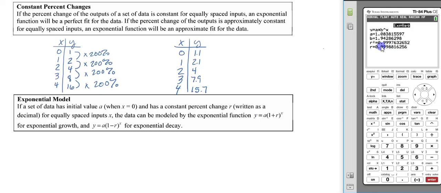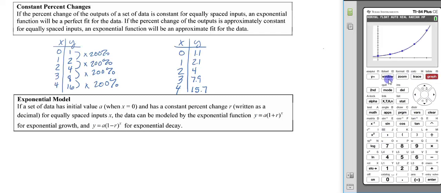Again, the correlation coefficient and the coefficient of determination is very, very close to 1, so it is a very close fit, but it's still approximate. If it's anything other than 1, it's an approximate fit. And we can see the graph on that. It just kind of misses a couple of the points here and there, just kind of skims those points. So that's the difference between an exact fit and an approximate fit for data.